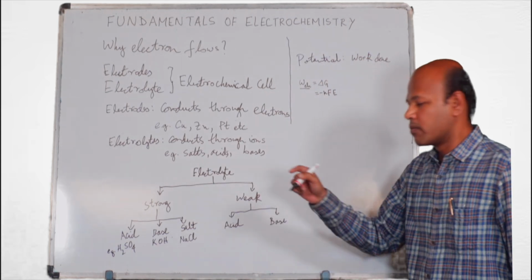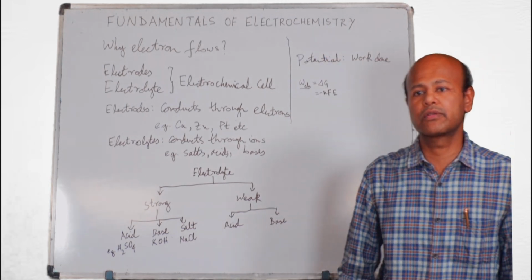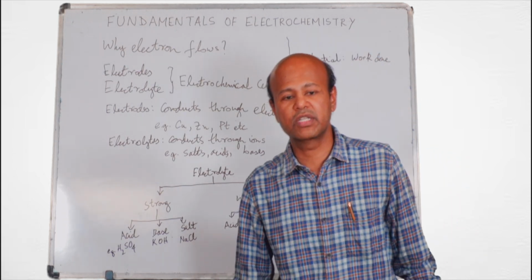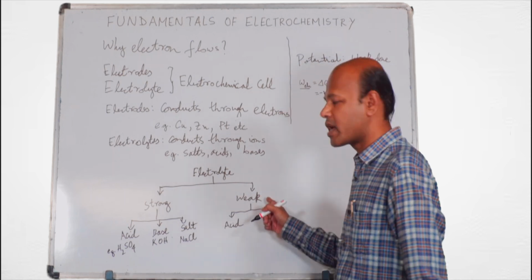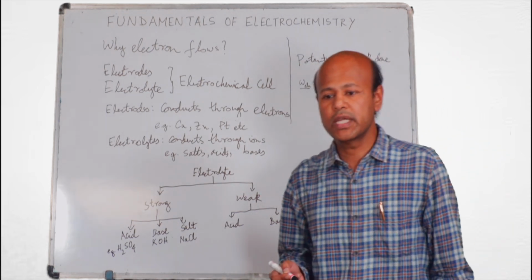So what is a weak electrolyte? It is just the opposite of the strong electrolytes. Electrolytes which dissociate partially or incompletely are known as weak electrolytes.